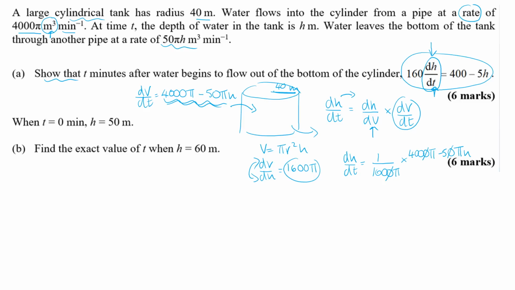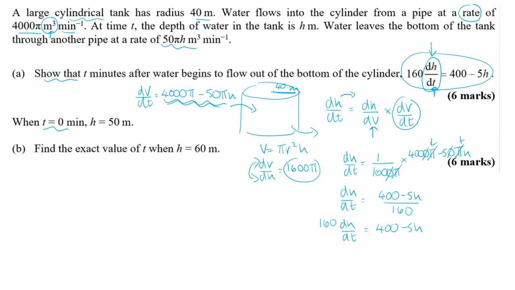Divide that by 10. We can take pi out here, so the pi's on the top can cancel with the pi on the bottom. So dH by dt is going to be 400 minus 5h all over 160. And then all we need to do is cross multiply: 160 dH by dt is equal to 400 minus 5h. Okay, so that's part A done.